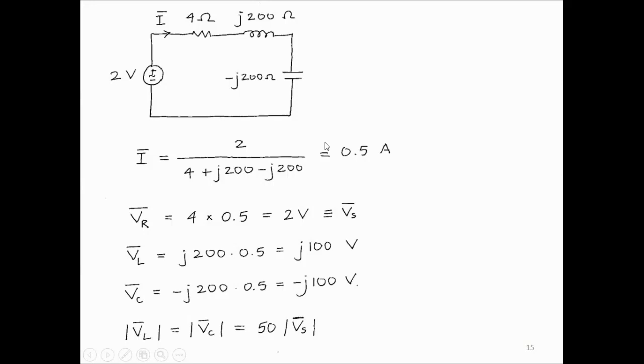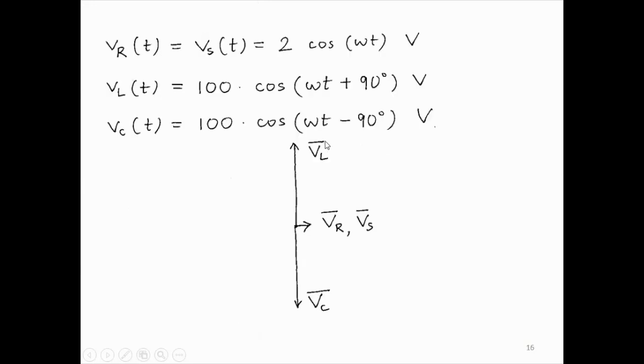All right. Again, this is a different representation. The resistor voltage is 2 cos omega t. The inductor voltage is 100 cos omega t volts. The capacitor voltage is 100 cos(omega t minus 90 degrees) volts. And then this is just a kind of vectorial representation of these signals, the phasors actually.